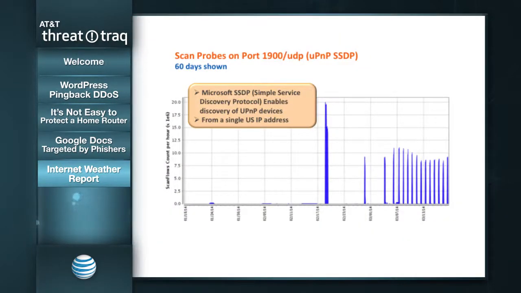Next item here is scan probes on port 1900 UDP. This happens to be associated with the Universal Plug-and-Play Simple Service Discovery Protocol. So the intent here is that it enables, in this particular case, Microsoft SSDP to discover universal plug-and-play devices on a network. What we're seeing is activity from a single U.S.-based IP address. There was sort of a surge in activity around the third week in February.